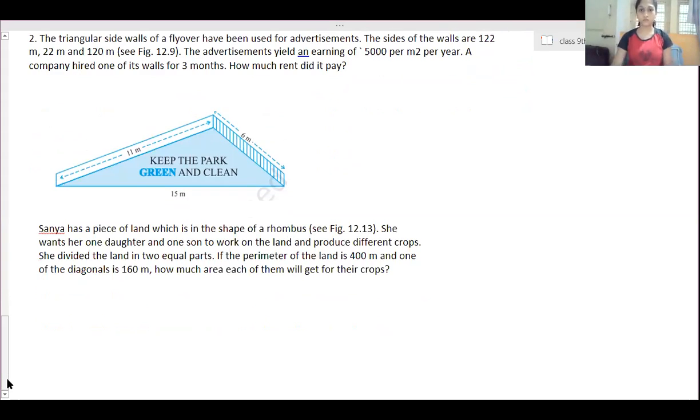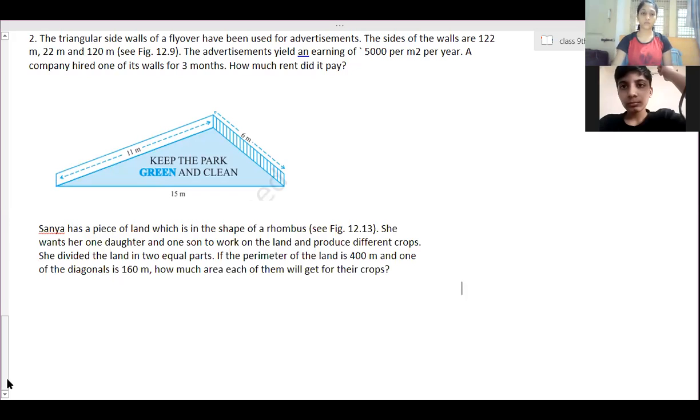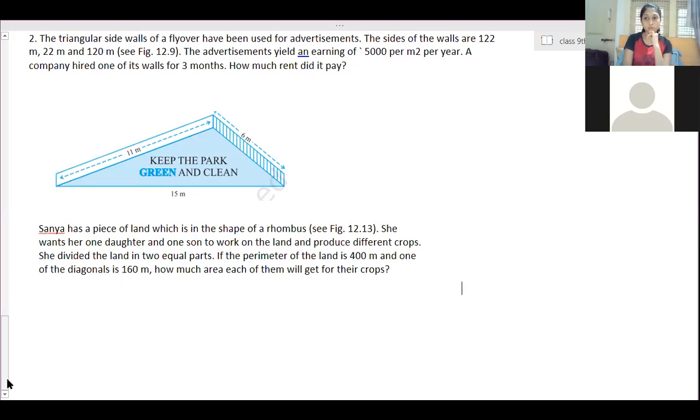Next question. Example: Sanya has a piece of land which is in the shape of a rhombus. She wants her one daughter and one son to work on the land and produce different crops. She divided the land into two equal parts. If the perimeter of the land is 400 meters and one of the diagonals is 160 meters, how much area each of them will get for their crops?